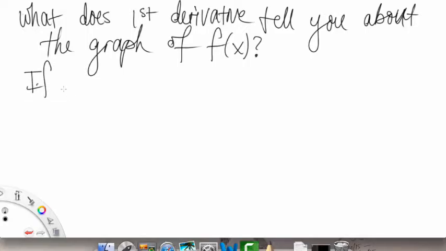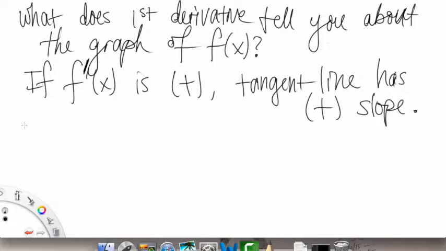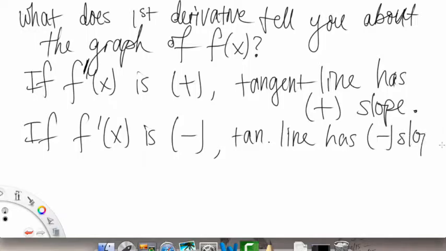So if our f prime of x, sorry, you can't see the prime, f prime of x is positive at a certain point, then we know that the tangent line has a positive slope. Okay, so positive and positive. All right, but if f prime of x is conversely negative, then the tangent line has a negative slope at that given point. Okay, or on a given interval, whatever you're looking at.